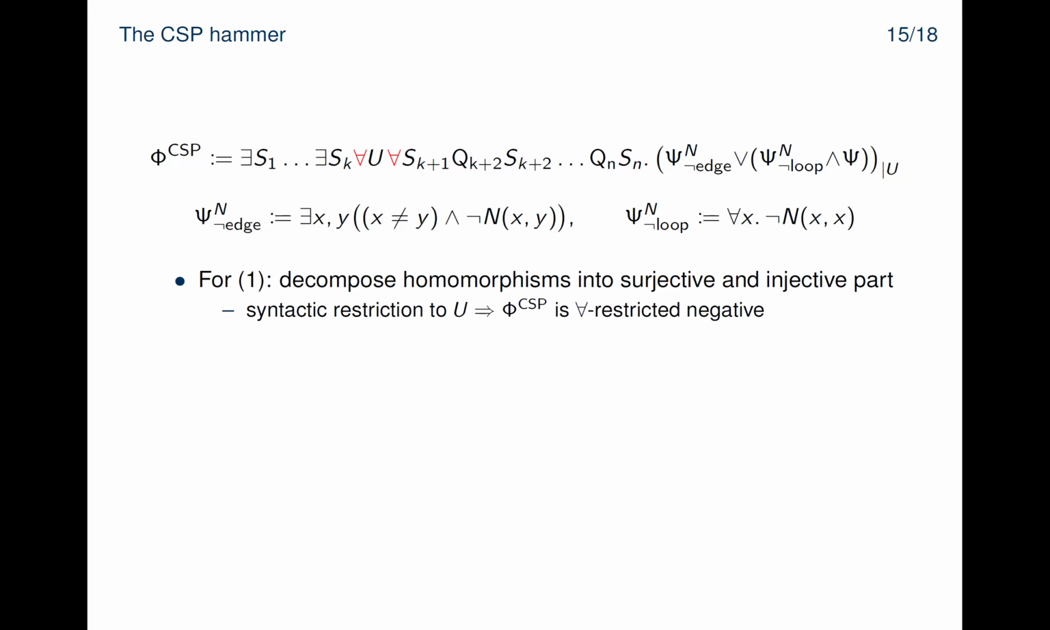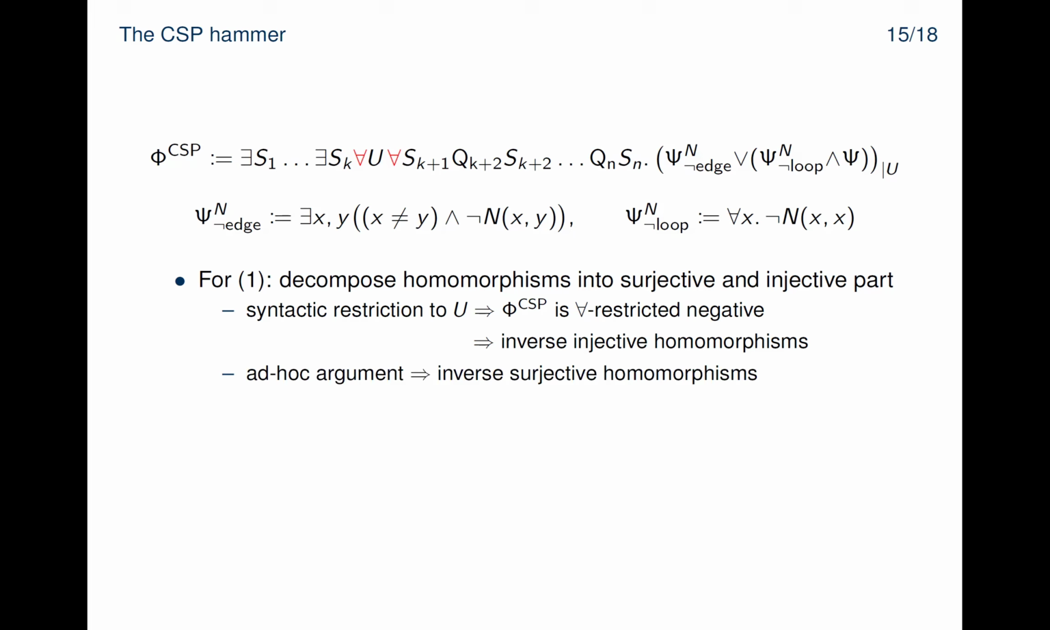Now, since we syntactically restrict to u, we keep this Fourier restricted negativity, this property that we had for the original sentence phi. But since we added this non-edge and non-loop, it's not really clear if it stays. But since we added the restriction to u, well, we still have it. And this gives us preservation under inverse injective homomorphisms.